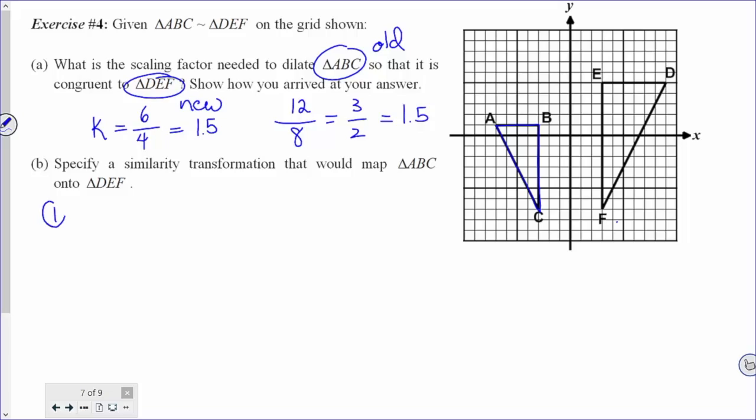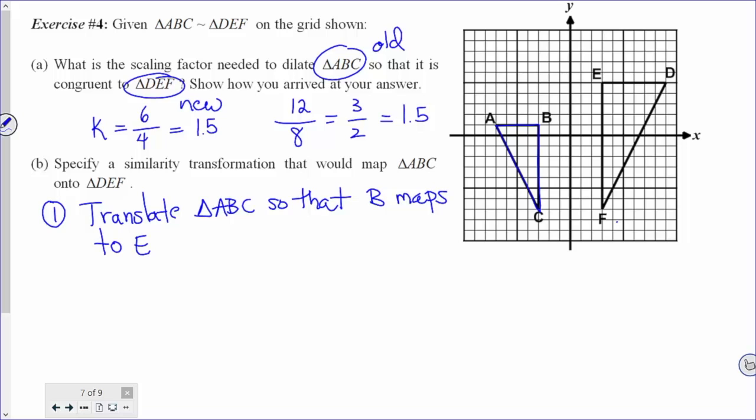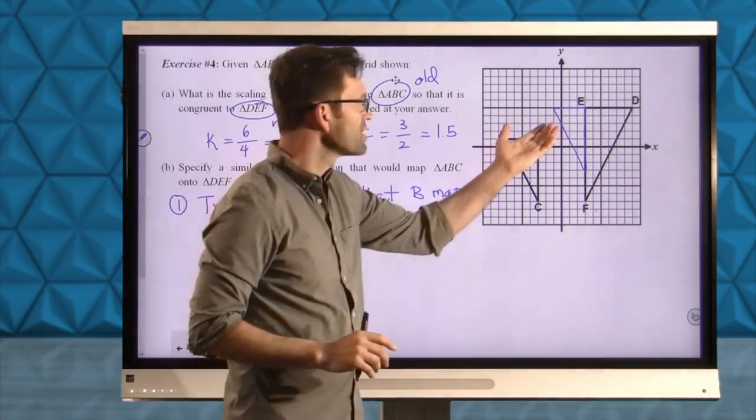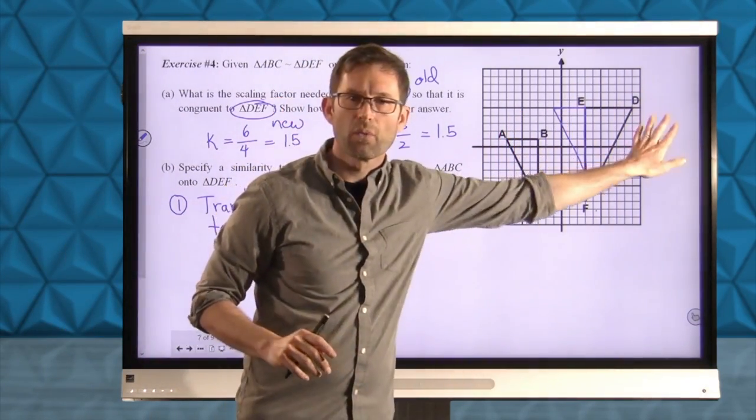So first thing I'm going to do is I'm going to translate triangle ABC so that B maps to E. So this thing is going to come up kind of like that, right? All right, that's not bad. Now what I'd like to do though is I'd like to have it in the same orientation. So I want to reflect that.